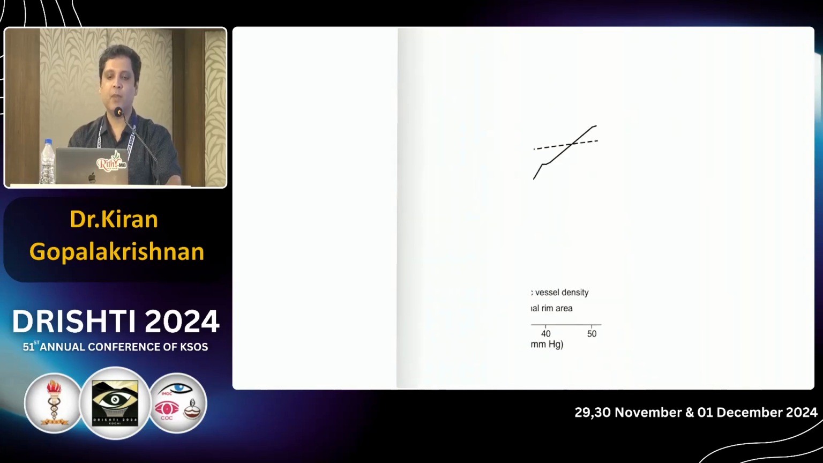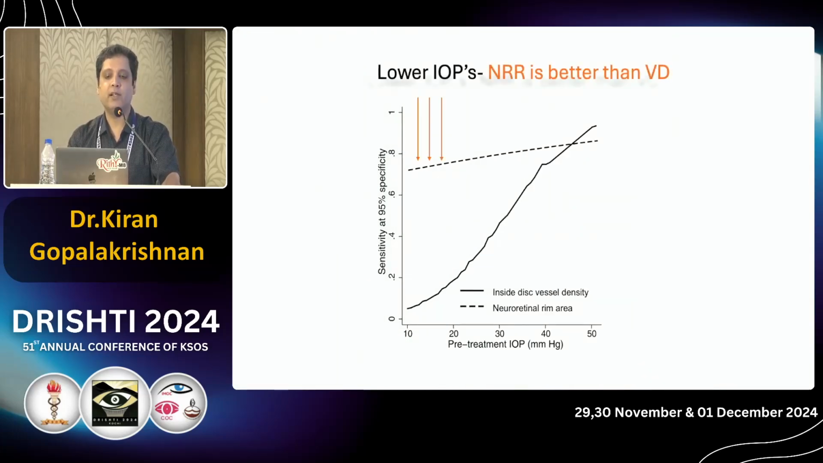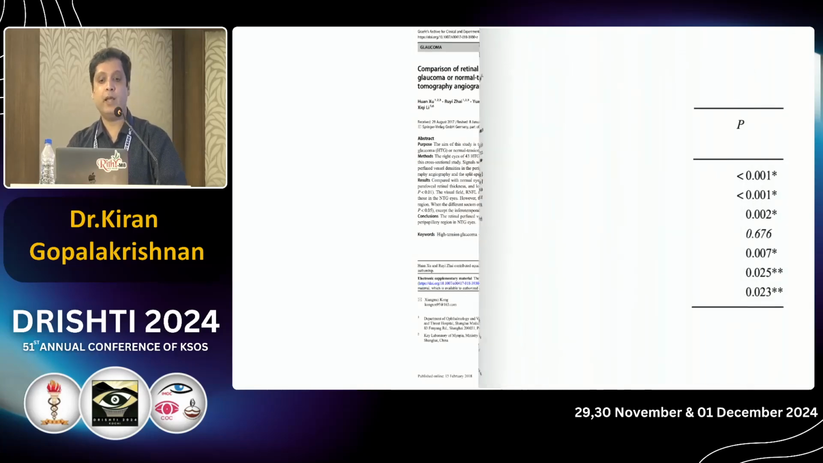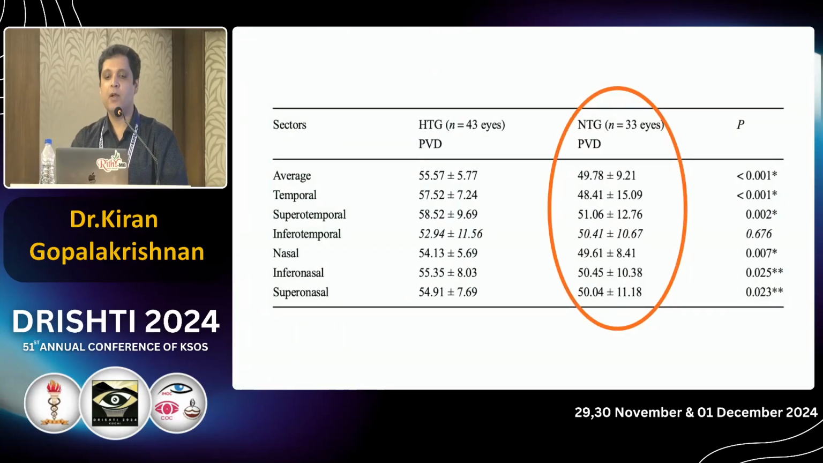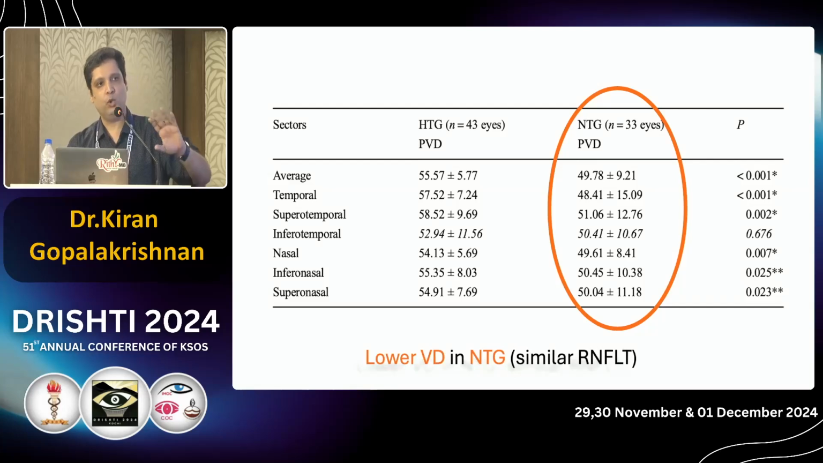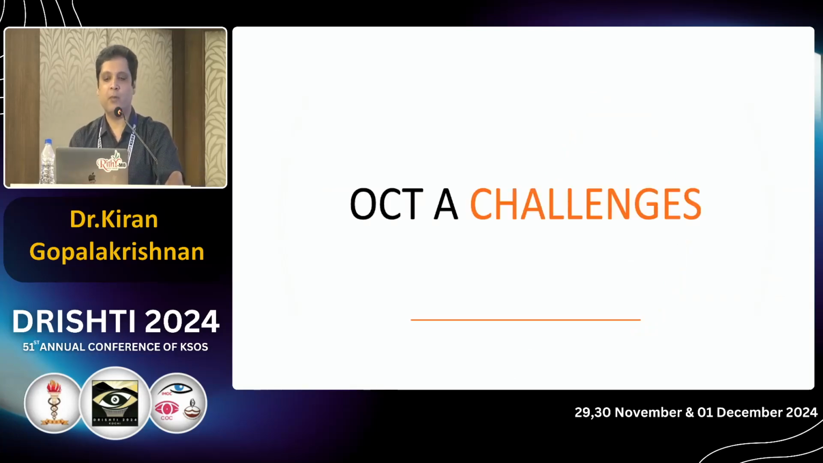So this study shows that the dotted lines there, that is the neuroretinal rim values derived from the structural OCT, you find that it has higher sensitivity and specificity at lower treatment IOPs. Now, on the other hand, I can give you a contradictory result again here. The HTG is high tension glaucoma, NTG on the right hand side. You can see that all the values there of vessel density is lower compared to the high tension glaucoma, in spite of both these groups having the same RNFL thickness on structural OCT. So you will get contradictory results on different publications.